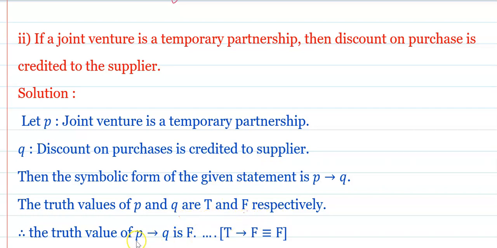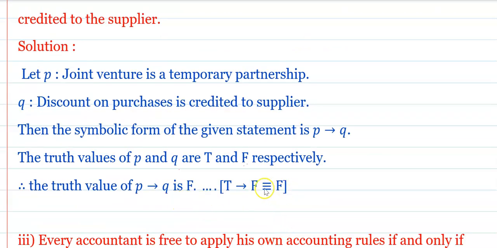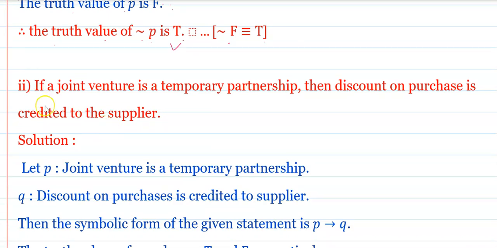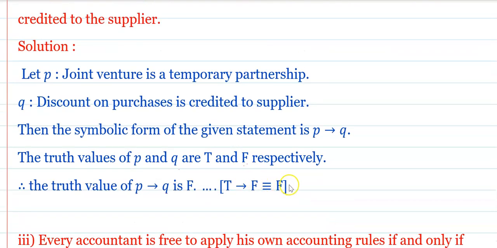And therefore, P implies Q means what? T implies F. T implies F. What does it imply? It implies F. Therefore, the truth value of this statement is false.